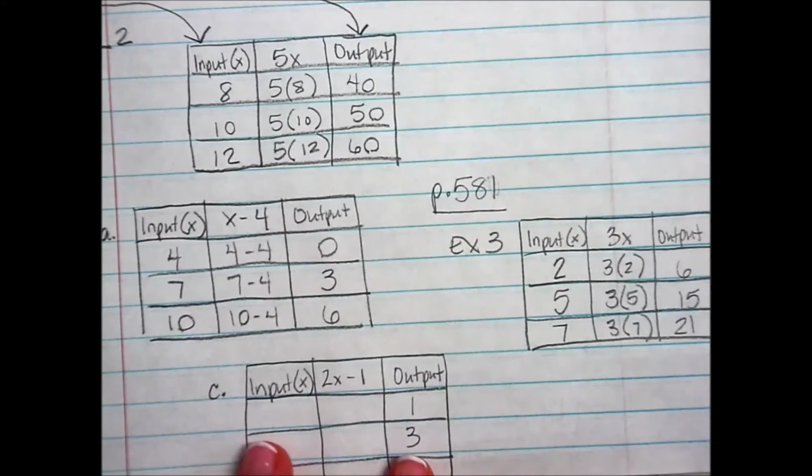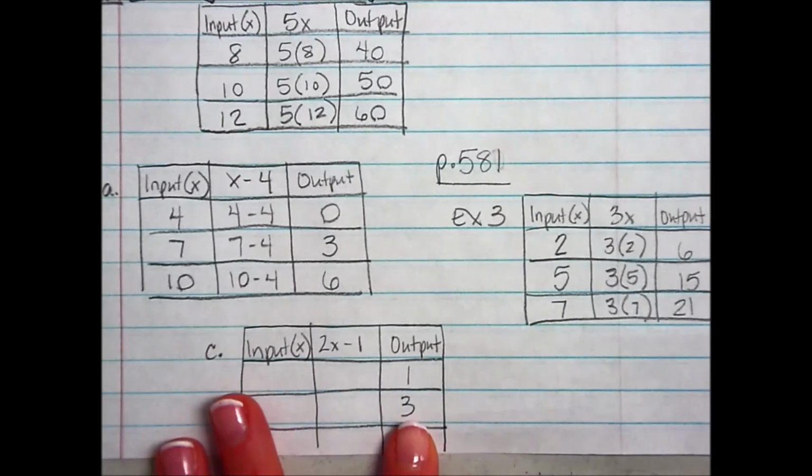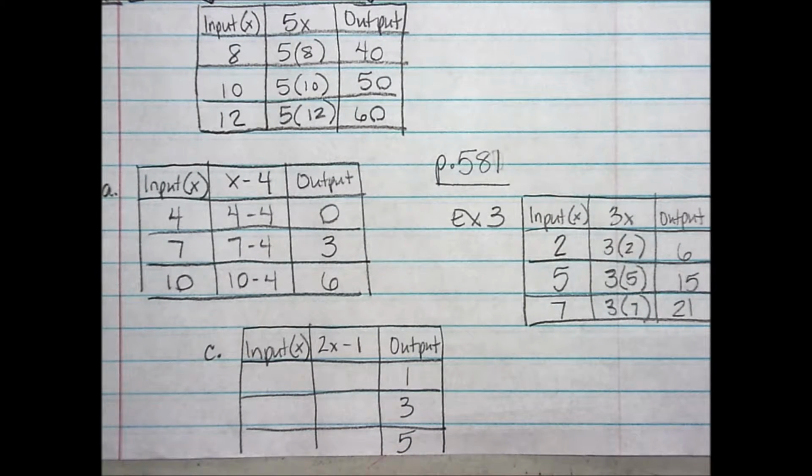This one has a little bit more of a challenge to it, doesn't it? We've got 2 different operations that we need to work on. Why don't you talk for a minute in your group about what strategy you're going to use to find out the input.